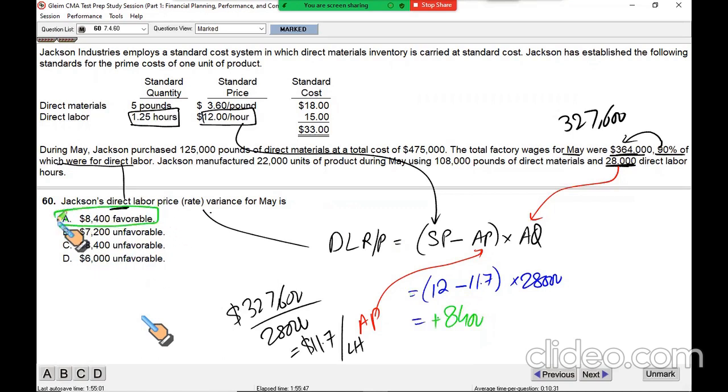A is your answer. Now, why does it appear to be favorable? Because our standard rate was $12, but we actually paid 11.7. So we paid less than the standard, and that is the favorable variance, and A is the right answer.